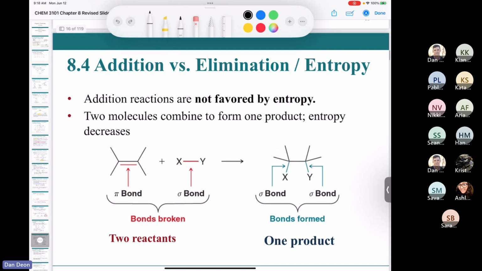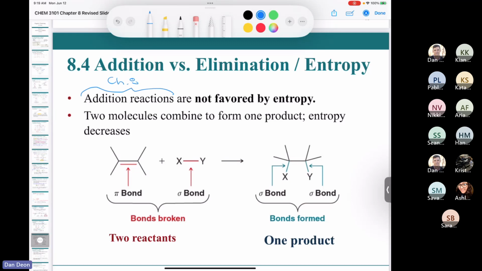So addition reactions, what we cover, again, this is the whole point of chapter 8. All these reactions, they're not entropy favored, right? Delta S is a negative number because you're going from 2 to 1, right? So our delta S, we can put it here, is going to be a negative number. Entropy is not increasing when we do an addition reaction.